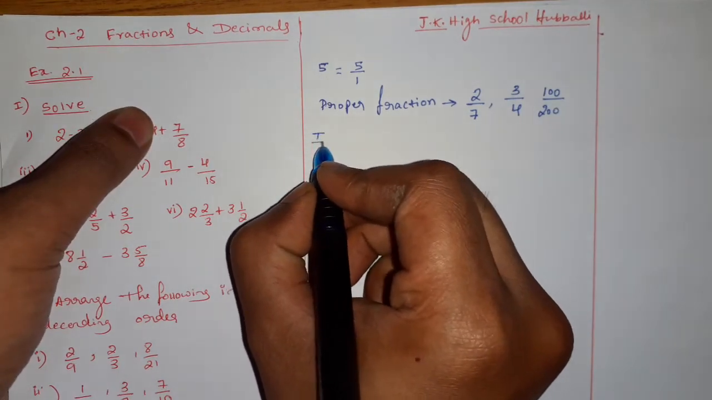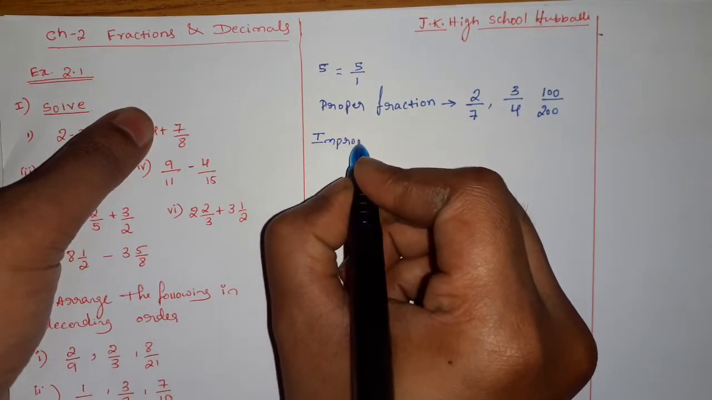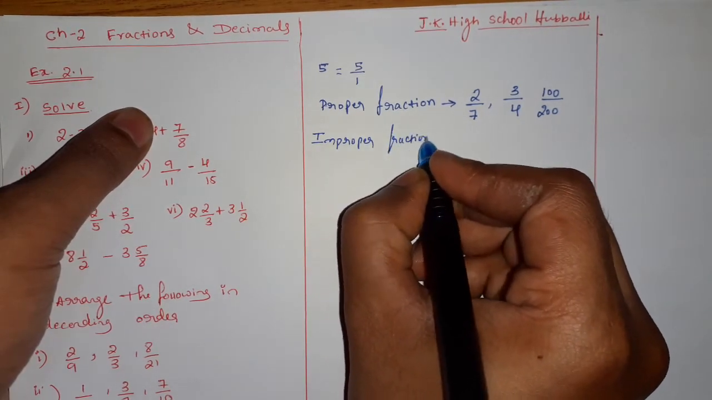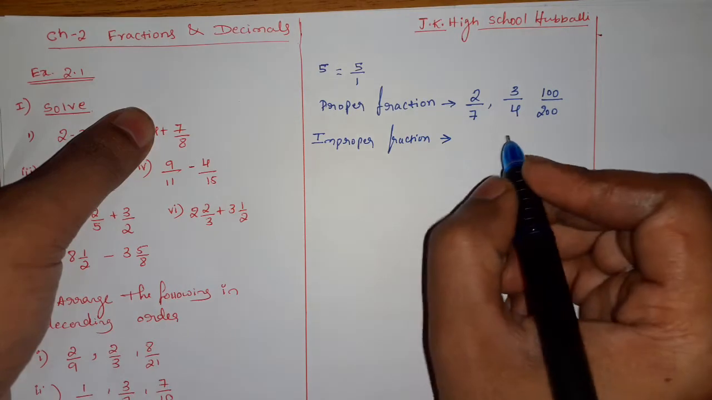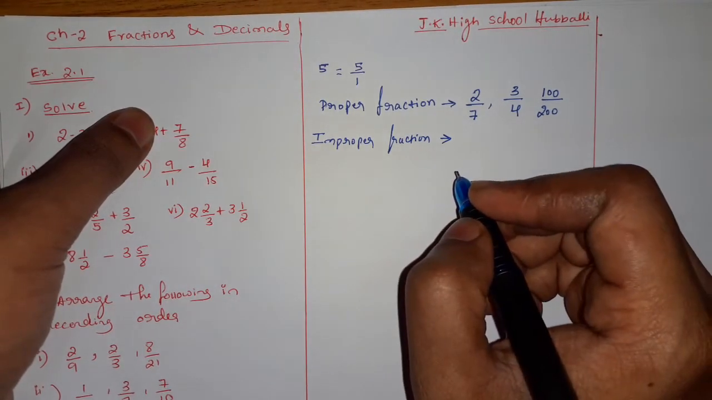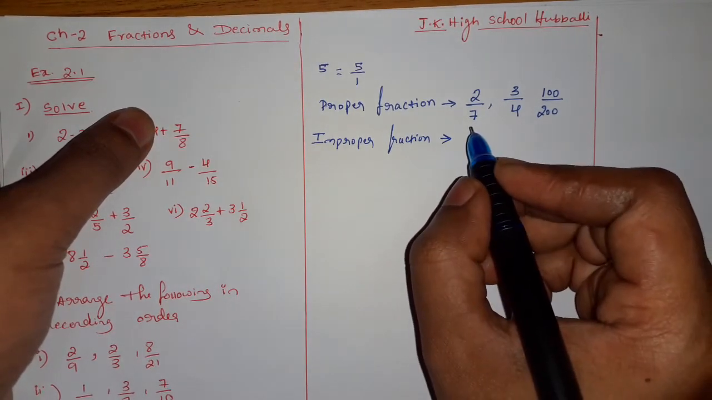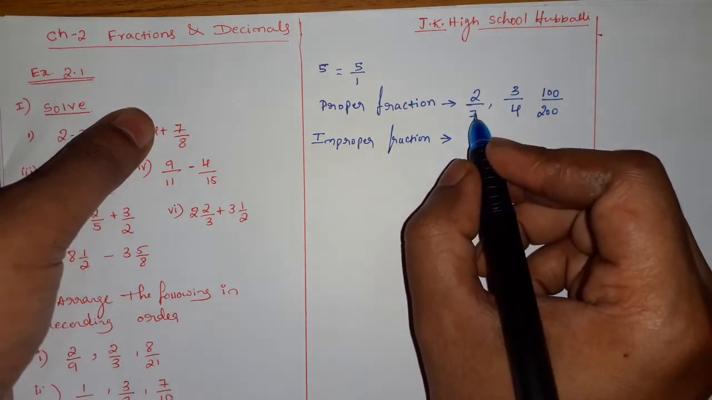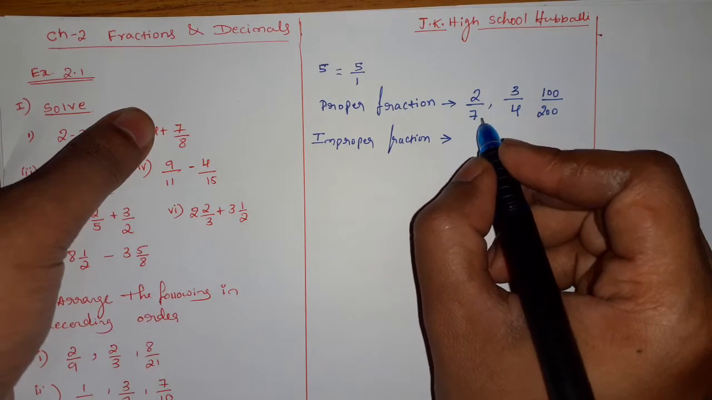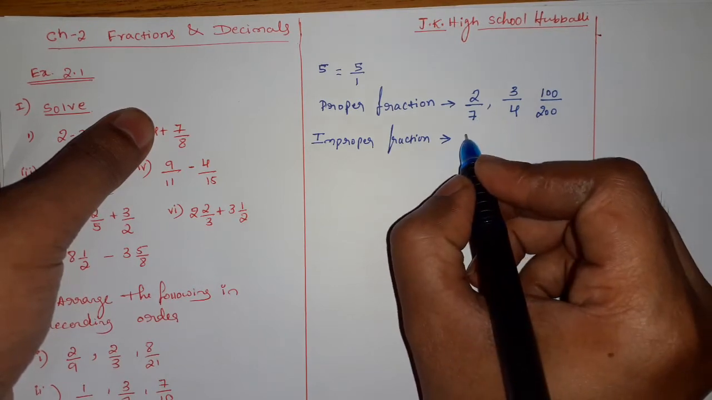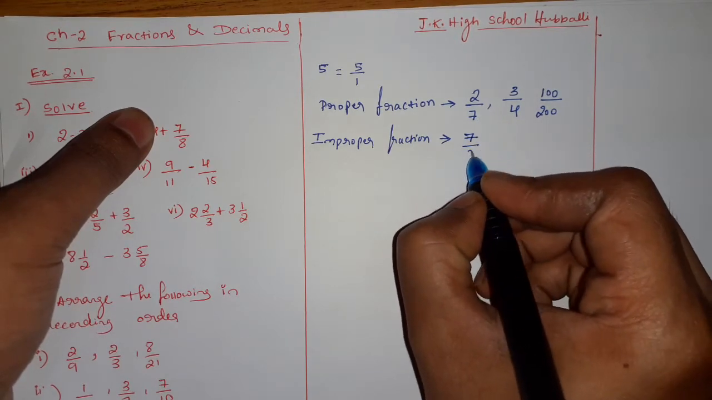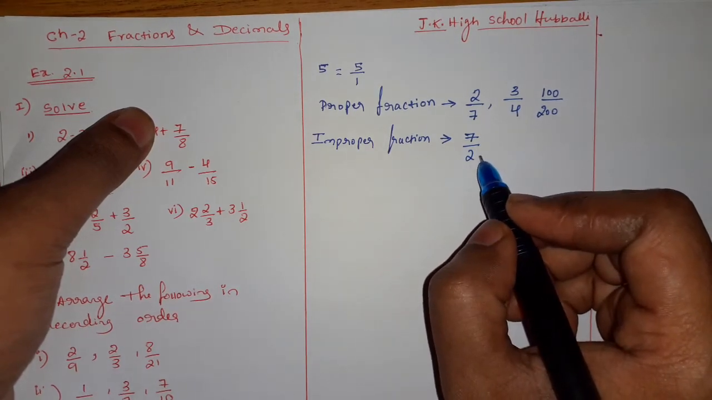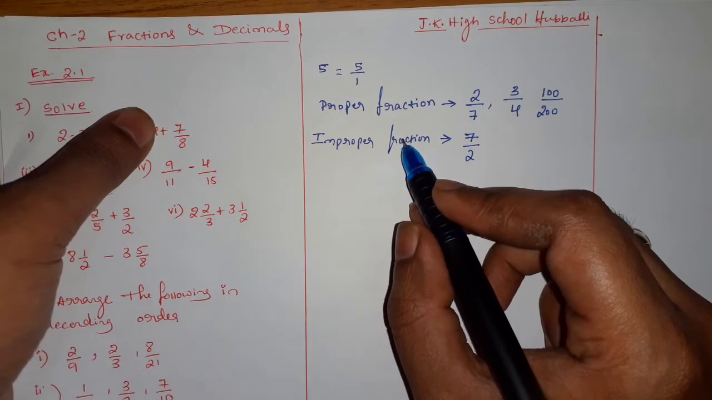Second category is improper fractions. Improper fractions contain fractions with a larger numerator than denominator. For example, you can reverse these only. 2 by 7, if you reverse this, what fraction are we going to get? 7 by 2. Can you observe? The numerator is larger compared to the denominator, so this comes under improper fraction.